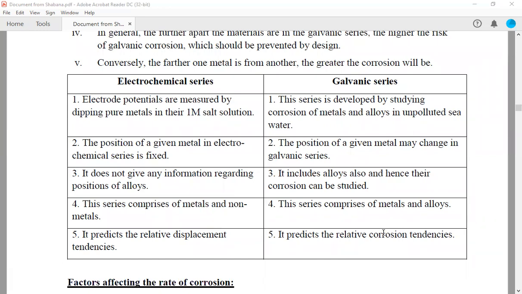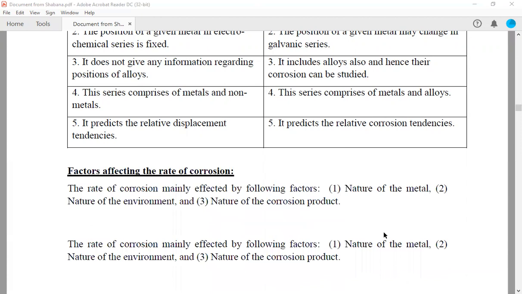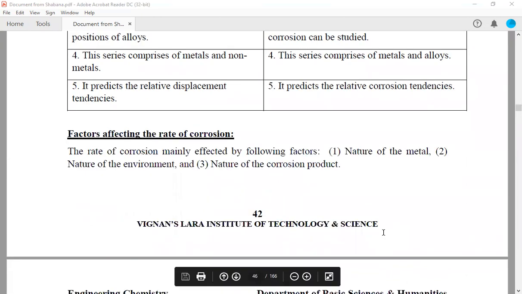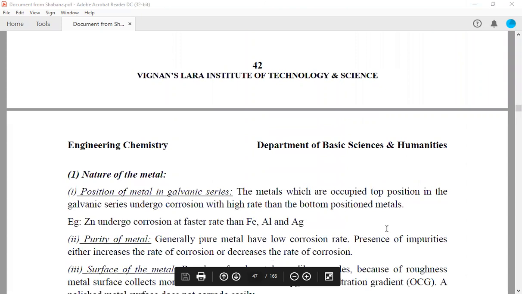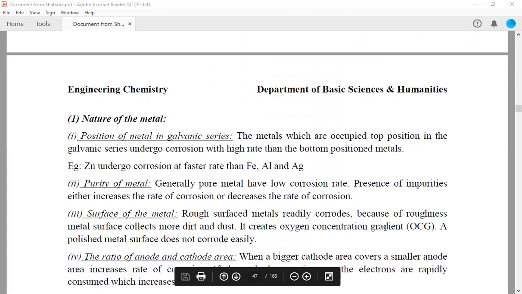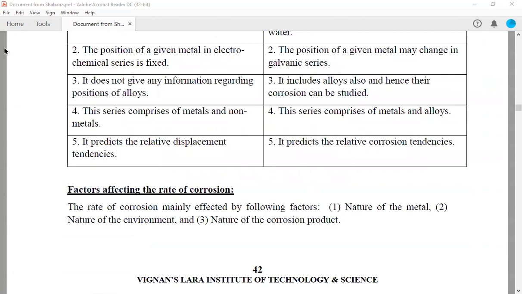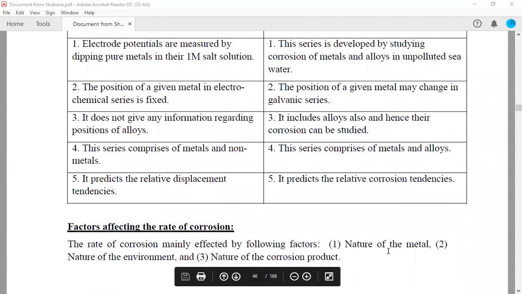Coming to the factors which affect the rate of corrosion, the rate of corrosion depends mainly upon 3 types of factors. They are nature of the metal, nature of the environment, that is the nature of the corroding environment, and the third factor is nature of the corrosion product.